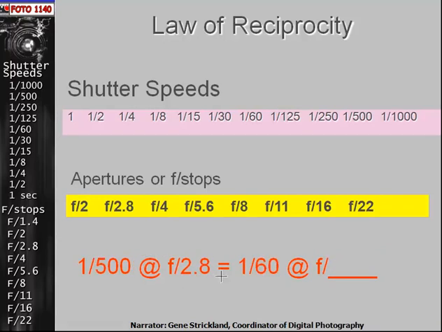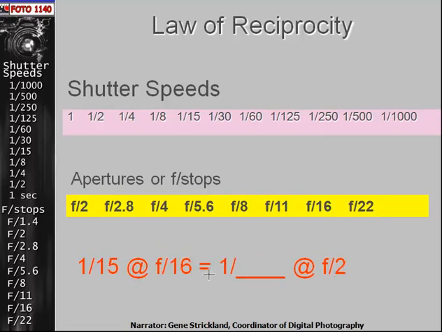500th at 2.8 is the same as 60th at what? I assume now you're always pausing, so maybe I'll quit saying that. 500th to a 60th. 1, 2, 3 stops towards more light. That means we need 3 stops less light. 1, 2, 3. Should be F8. Let's go to the next one. 1/25th at 5.6 equals 1/30th at F whatever. So 1/25th, 1, 2. 2 stops toward more light. That means I need less light. 1, 2. That would be F11.